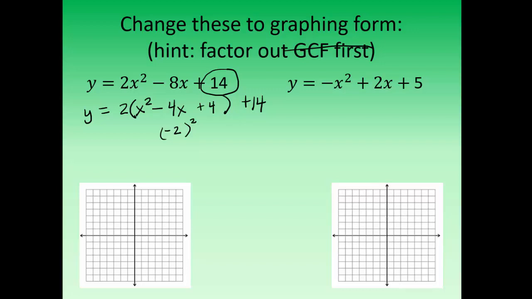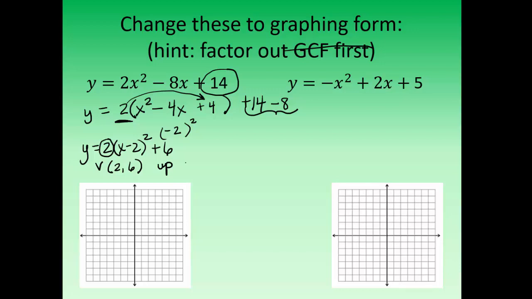Now, we can't just subtract 4 because actually that 4 is inside of parentheses that are being multiplied by 2. So the effect of adding 4 inside those parentheses is like adding 8, and we need to subtract 8 instead of 4. So we've got a 2 times x minus 2 squared, and the sum of that is 6. So our vertex is at 2, 6. And this time our coefficient is 2. It's still positive, so it opens up, but it's a little bit more narrow because it's greater than 1. So here's 2 and 6.